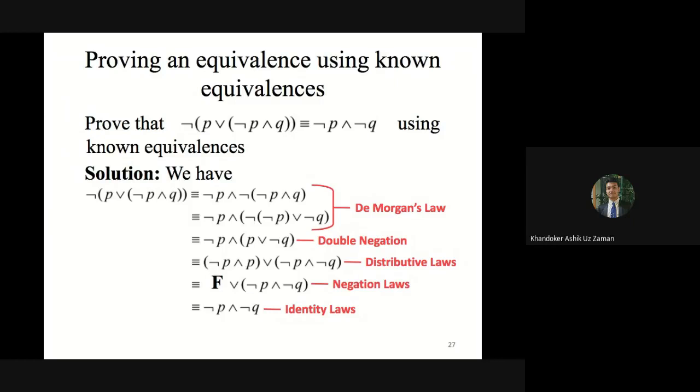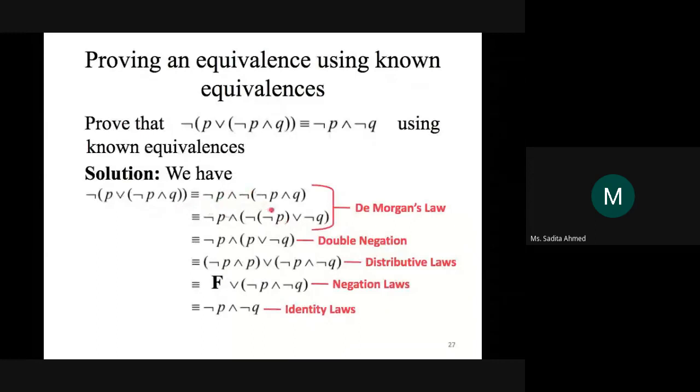Miss, when we prove the equivalences, do we have to write the name of the laws? It is recommended, however, you don't have to, but you should break it down to every single step, all right? So you cannot just say, for example, here, what if you decide that, okay, I'll apply De Morgan's law at one go. I would recommend breaking it down to each and every step, all right?